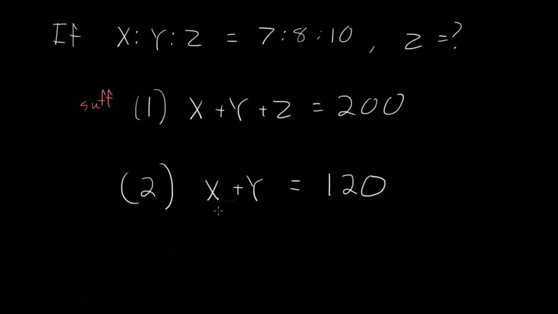What about statement number 2? Same thing, right? Statement number 2, we get an actual value, which we could, if we wanted, build that ratio chart and put that 120 in an x plus y column, get our multiplier, and solve for everything. So statement number 2 is sufficient. And once we're comfortable, it just takes a couple seconds to recognize that the answer to this question is D.